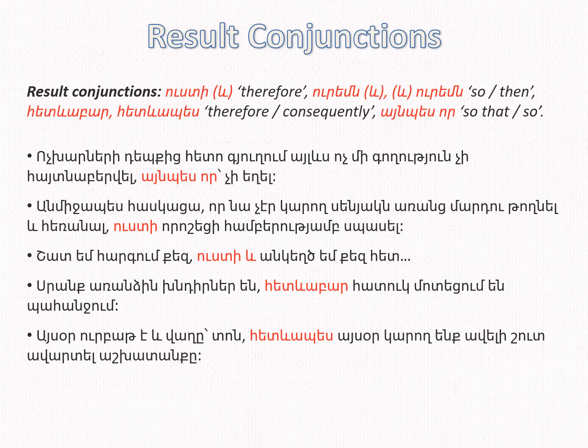Result conjunctions express the consequence of a preceding situation. The conjunctions usti, hetevabar, and hetevapes are more formal and are typically used in written language. They correspond to therefore or consequently. The conjunction uremen means so or then and is often used in spoken language. The conjunction I'm besvod introduces a result clause and is translated as so or so that.